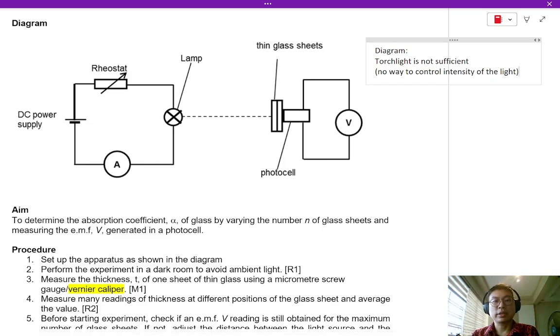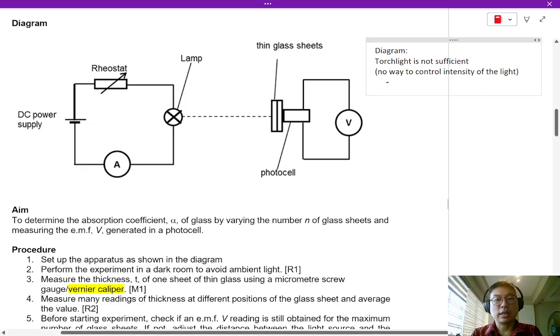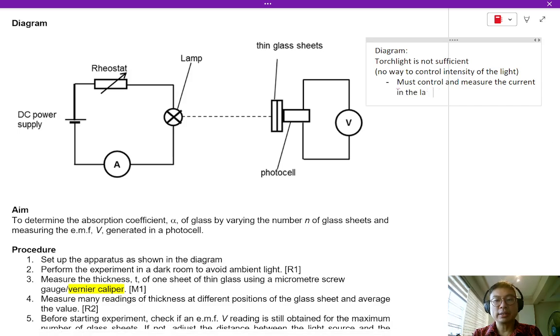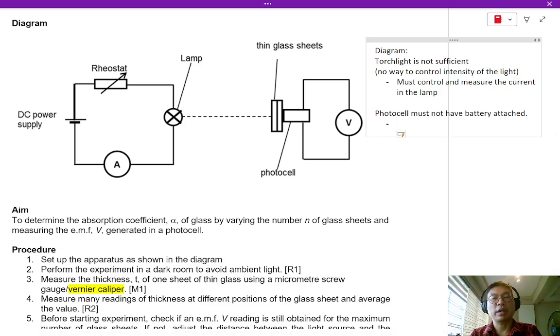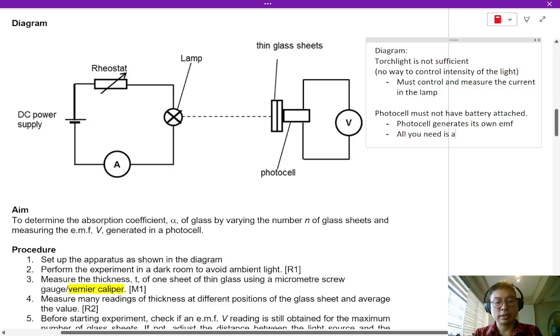So the only way to control the intensity of the light is to have a circuit that allows you to control the current and measure the current as well. So you must control and measure the current in the lamp. Now, on the right-hand side, the photocell must not have a battery attached to it. Because if you have a battery attached to it, the photocell already generates its own voltage. The voltmeter will not be able to distinguish whether it's the battery's voltage or the photocell voltage. So basically, the photocell generates its own EMF. So all you need is a voltmeter.